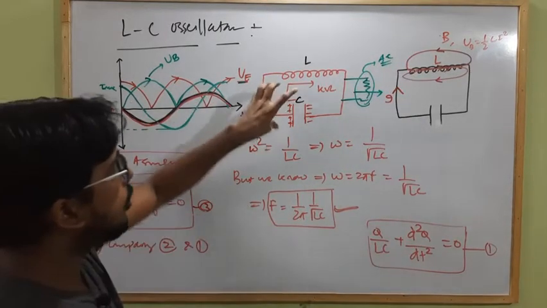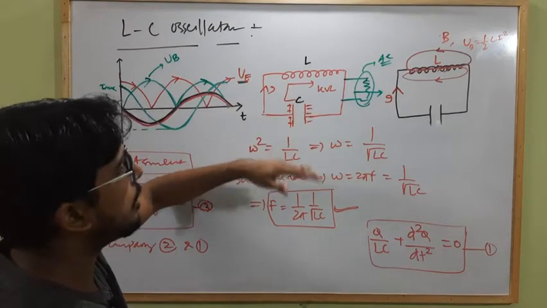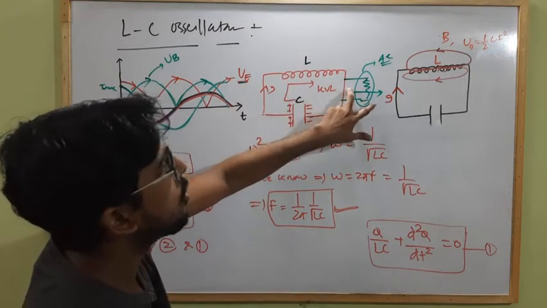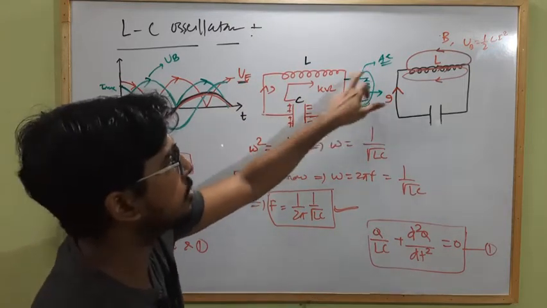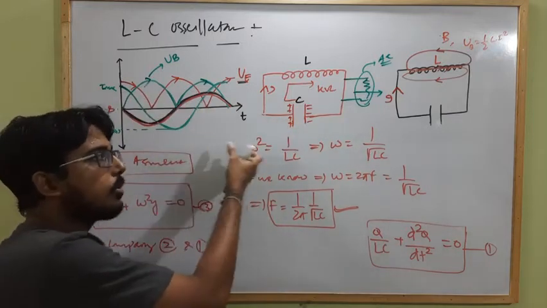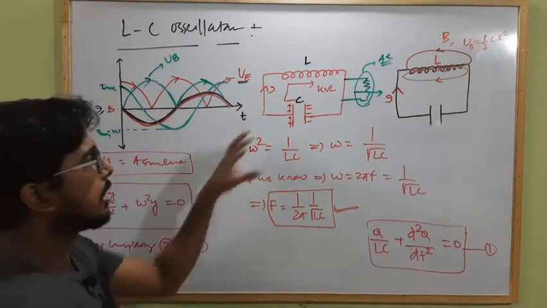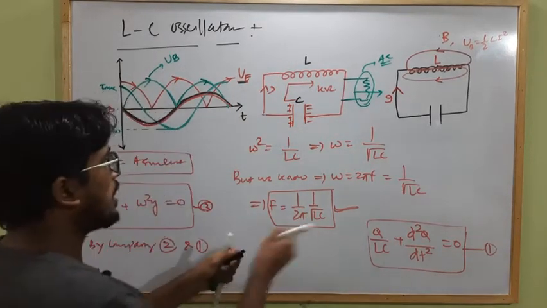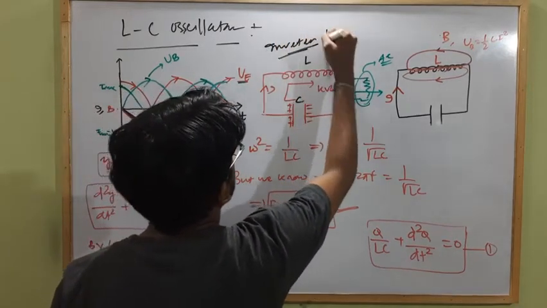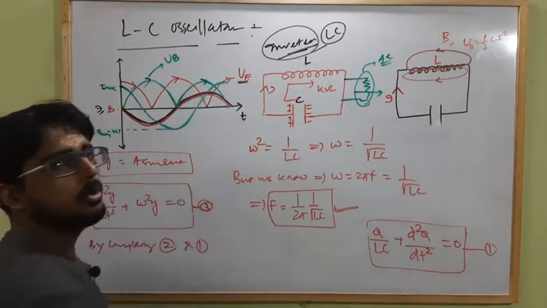That means the LC circuit, which is charged by a DC source at the capacitor, after some time converts the DC current into alternating current across this output. That means an LC circuit can be used to convert DC current into AC current. Clear? That's why it can be used as an inverter. So an LC circuit can also be used as an inverter to convert DC into AC.